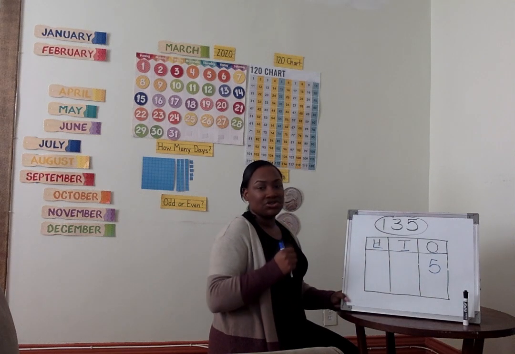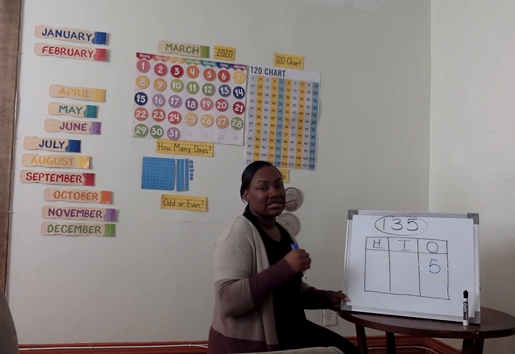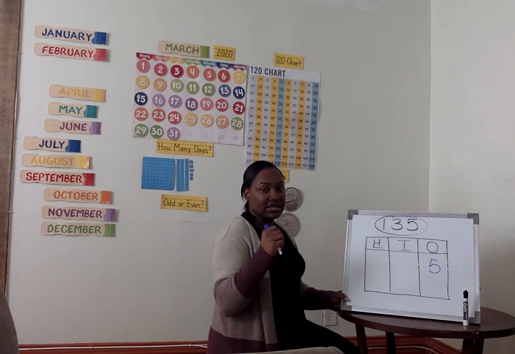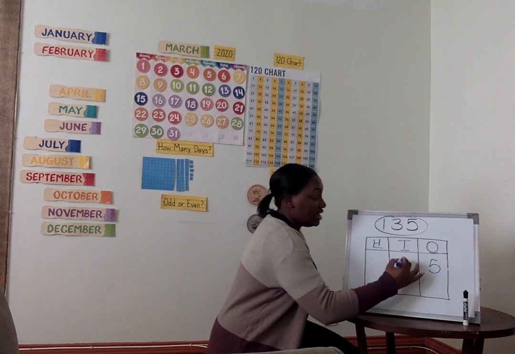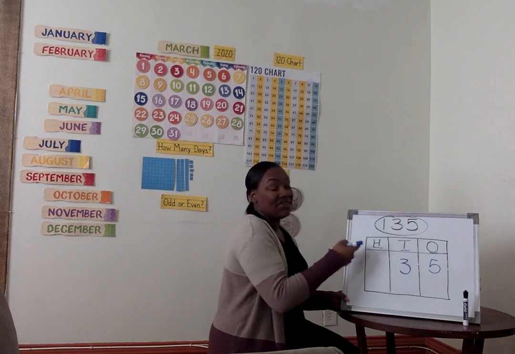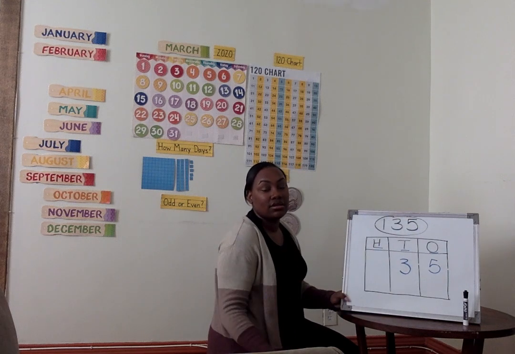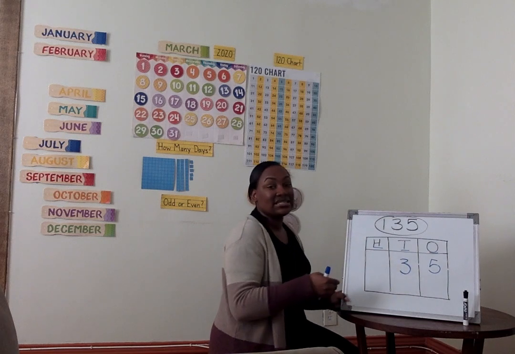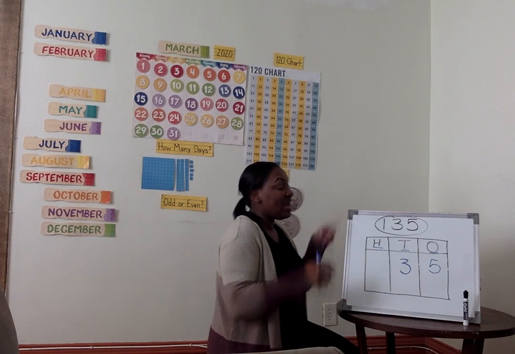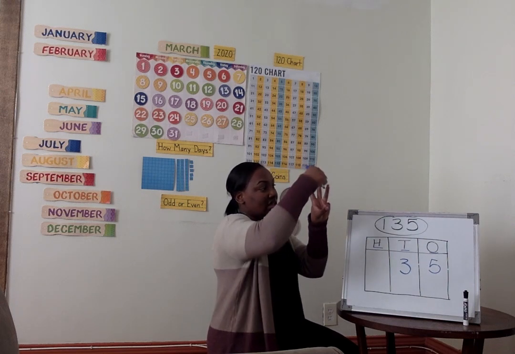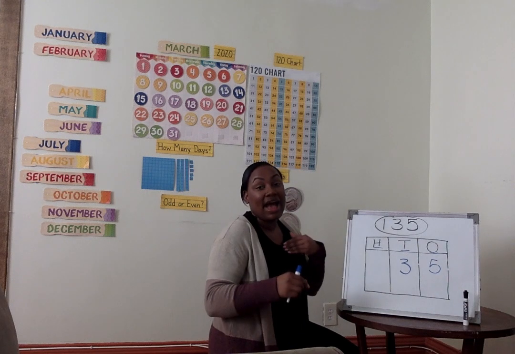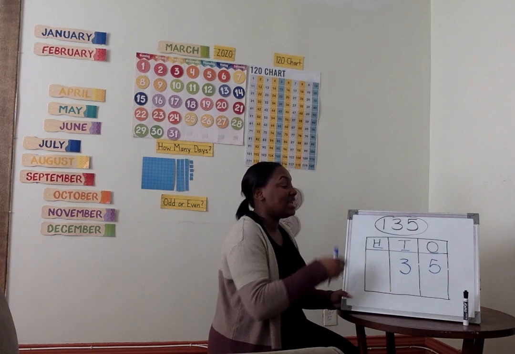Looking at the number 135, how many tens are in that number? You can show me with your hands. In 5, 4, 3, 2, and 1. I'm seeing a lot of friends showing me 3. That's right. The number 135 has 3 tens. 3 tens is the same as what number? If I have 3 tens, how many is that? Let's count. 10, 20, 30. So now I know 3 tens is the same as 30.